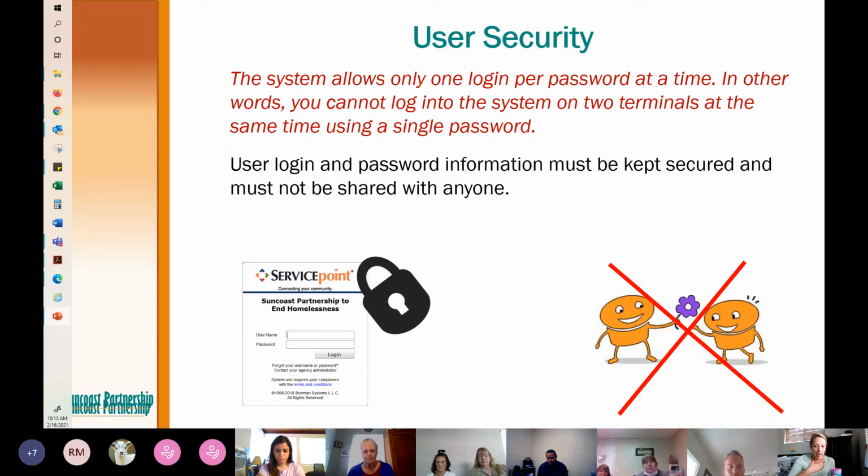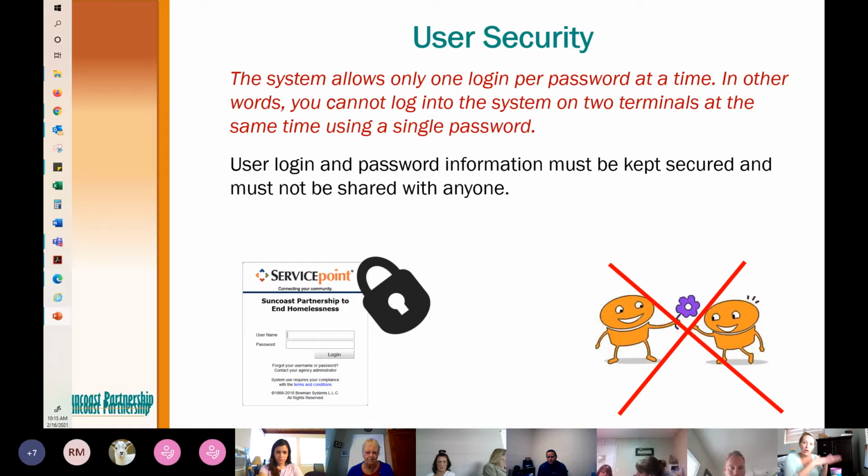Any users that are found to be sharing information and login credentials will lose access to the HMIS CSIS system. So please do not share your login information. This is not your Netflix. This isn't your Amazon Prime. This is very secure information that our HMIS CSIS is working off of. And we want to ensure that everybody that needs the ability to enter data has that ability. So please, if anybody asks you for your user login information, do not share it.